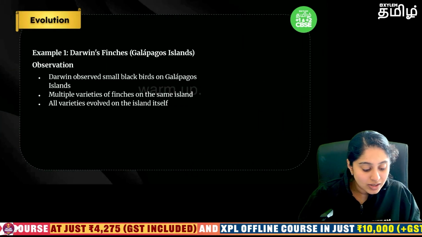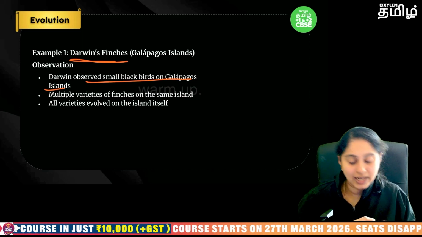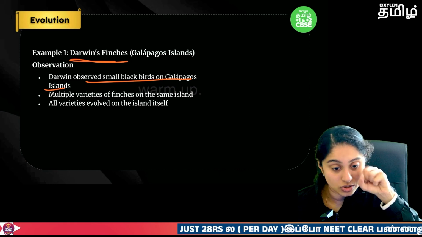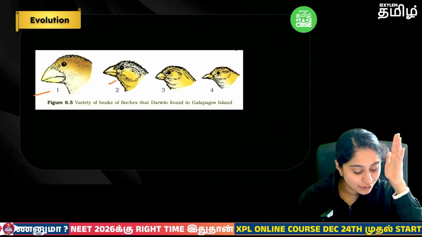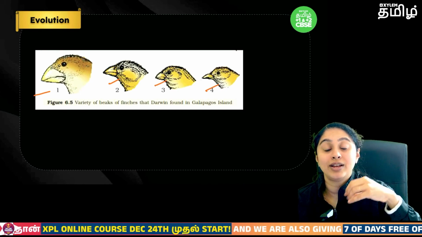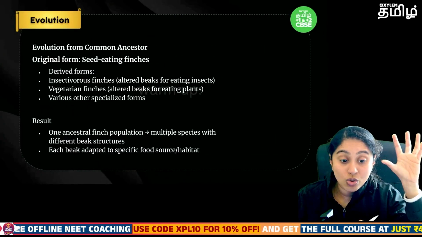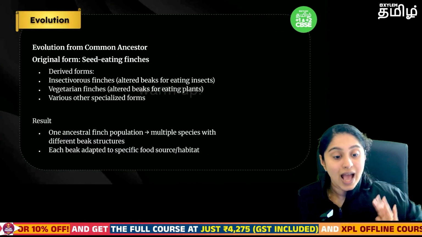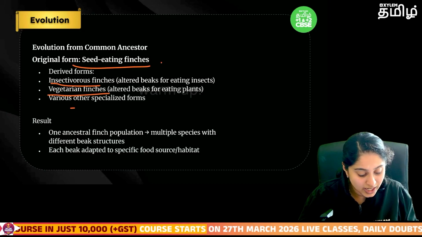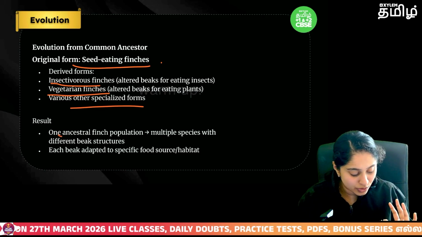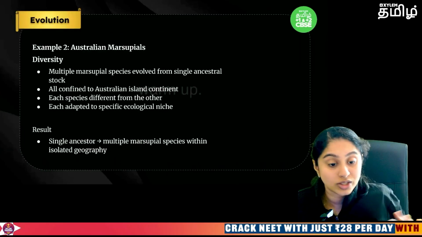Okay, so that is what Darwin's finches were about. Darwin saw that in the Galapagos Islands, there were small black birds called finches. These finches were actually seed-eating forms. But from the seed-eating forms, so many finches evolved, and now we have one seed-eating, one fruit-eating, one insect-eating, and so on. So this shows that continuous evolution has been happening. The original form was seed-eating. After that, we have the insectivorous, vegetarian, and other specialized forms. So from one ancestral finch, multiple species have adapted to specific food sources or habitats.